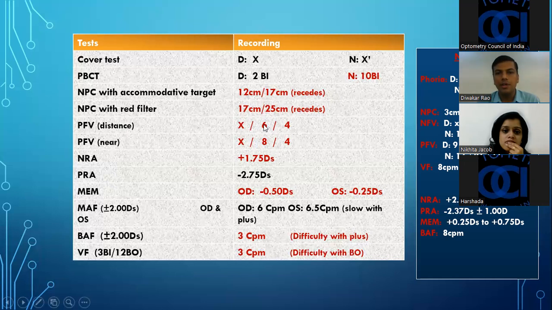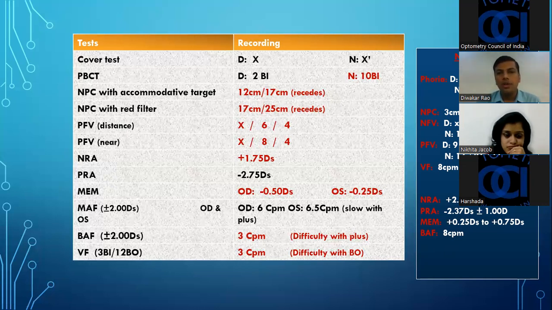So look at these PFV findings. X6 and 4, the normative findings are 19 and 10. And here for near, it is 8 and 4. The normatives are 21 and 11. So it's much lower. NRA with plus lens was low, PRA was within normals. And look at MEM. The normatives are between plus 0.25 to 0.75, but in this case, it was showing on the minus side. So that means you're stimulating your accommodation more. And binocular accommodative facility was 3 cycles, where the normatives are like 8 cycles per minute. And vergence facility was also affected in this case. So these are all the findings which are showing abnormal.